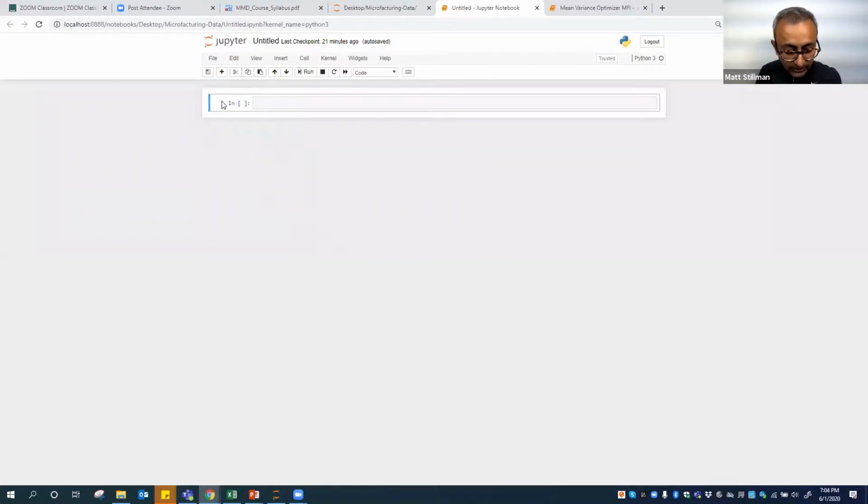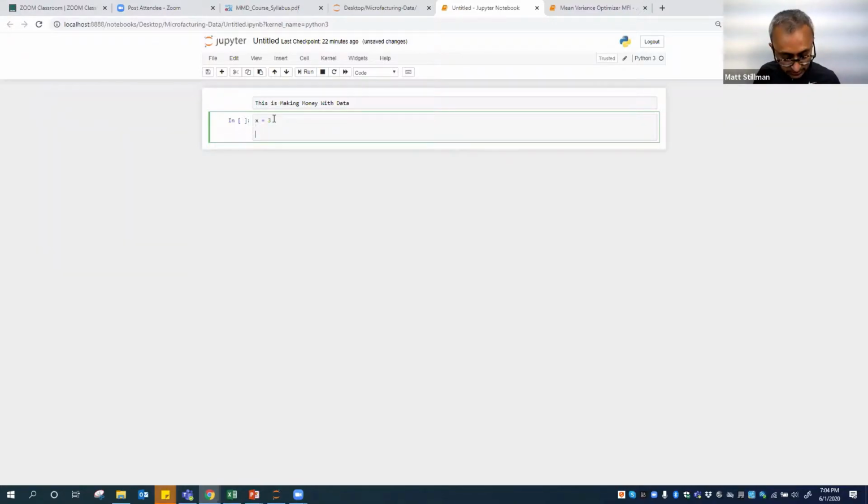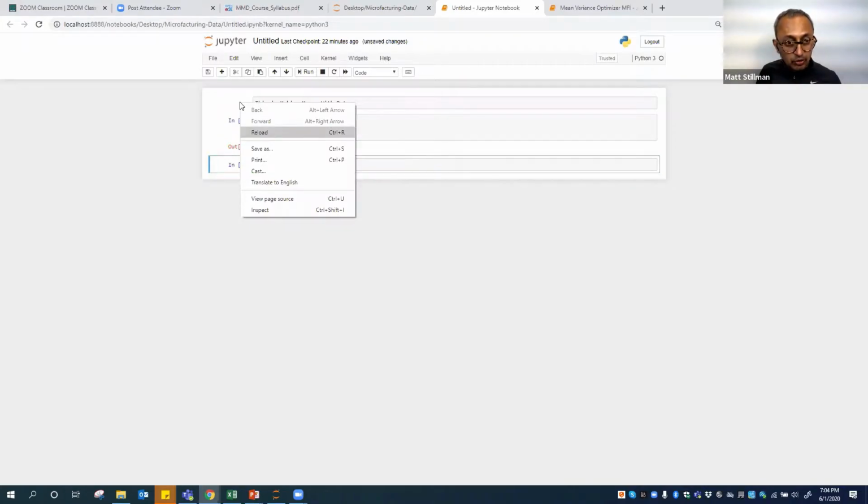I'm just going to give a brief overview, and there is a detailed overview elsewhere. This is how it looks. If you want to write something, you can write "This is making money with data." And if you want to do code, you can write x equals 3. Then x times x, and it's going to print out the result. So you can code, and you can write reports.